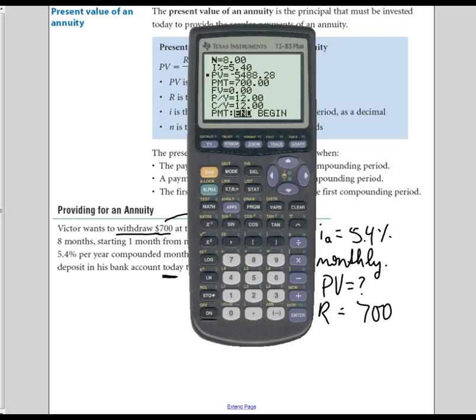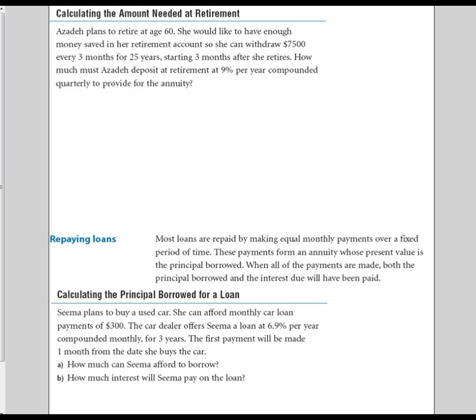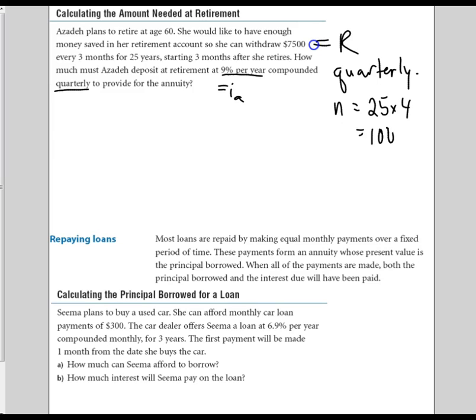So that would be the calculated PV value. Okay, so here's another situation where someone wants a retirement plan, and they're going to put in a certain amount of money. The regular withdrawal is $7,500 every 3 months, so it's quarterly. Quarterly withdrawals would match quarterly compounding. This is the annual interest rate, and the amount N would be 25 years times 4 times a year, which would give you 100 compounding periods.